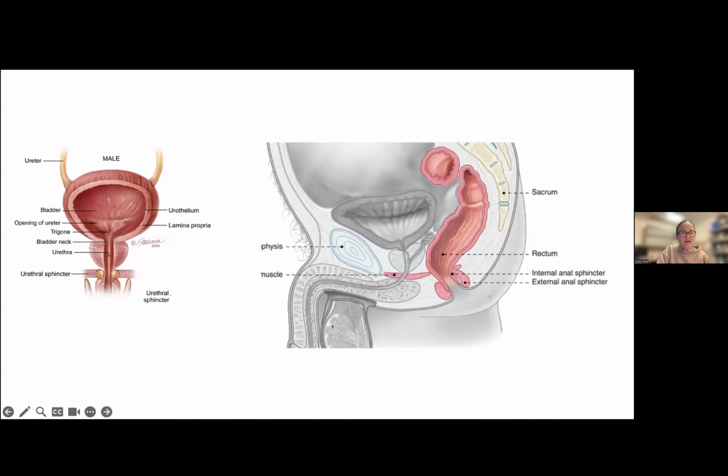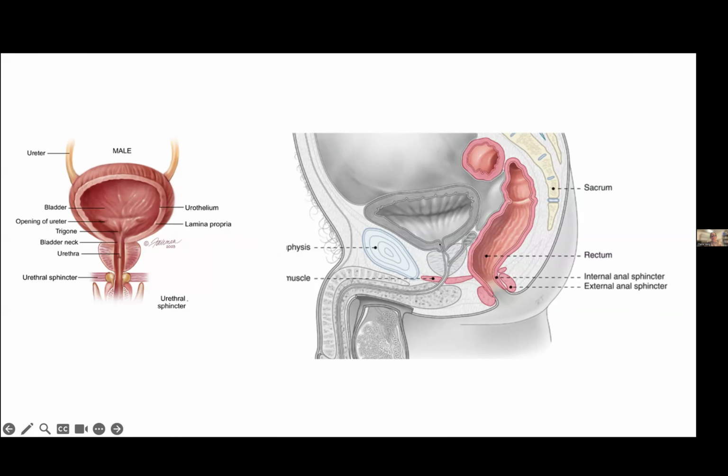To compare, in the male, again, here's the coronal view. In the sagittal or sideways view, the rectum and anus is here, and the bladder is just in front of it, anterior to it, right behind the pubic bone, just like it is in women. There's the prostate gland right here, and here's the pelvic floor where the external sphincter sits, and the internal sphincter is up here.